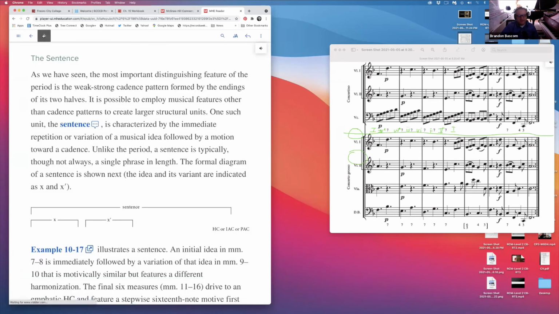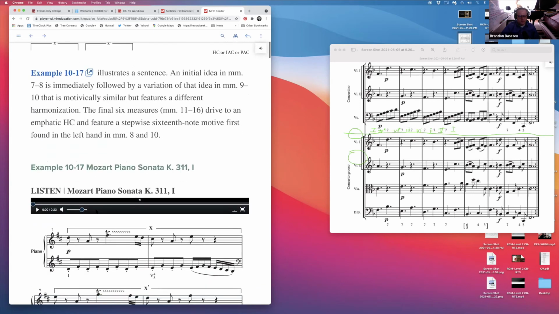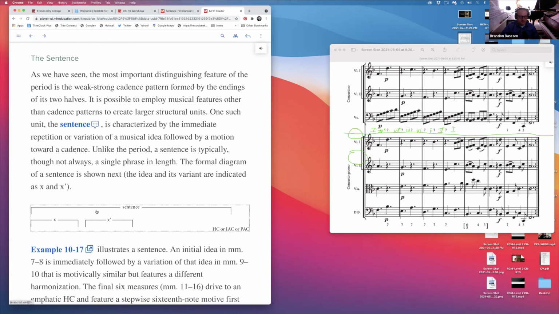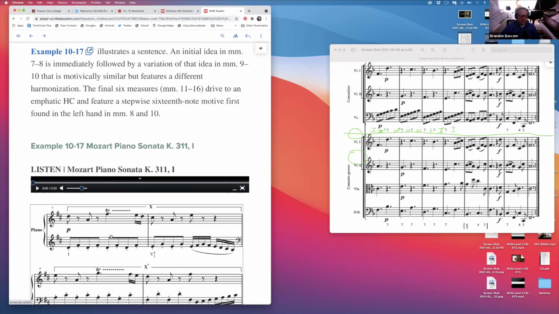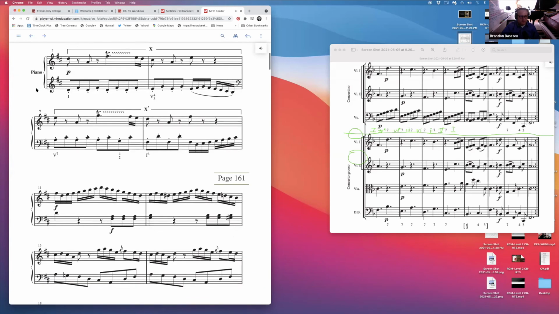The sentence. Do you remember the sentence? We were calling the sentence X and X prime. Typically, the sentence is, although not always, a single phrase in length. So we get X, which, what are they calling X? Thematic material, is that what they're calling it? They're calling it an idea. We have an idea and the idea variant. So here's a Mozart example that's a sentence. You get your idea, line 1, its variant, line 2, and its cadence finally at the end. Example 10:17.